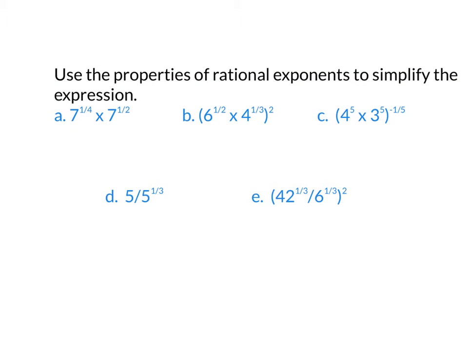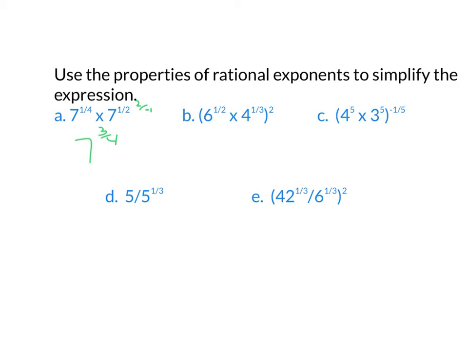All right, first one, 7 to the 1/4 times 7 to the 1/2. The rule there is when you multiply the same base, you add exponents. So I'm going to add 1/4 plus 1/2. 1/2 is really 2/4. So I'm really adding 1/4 and 2/4, which is 3/4. And that's it, 7 to the 3/4 power. All you can do on that one.